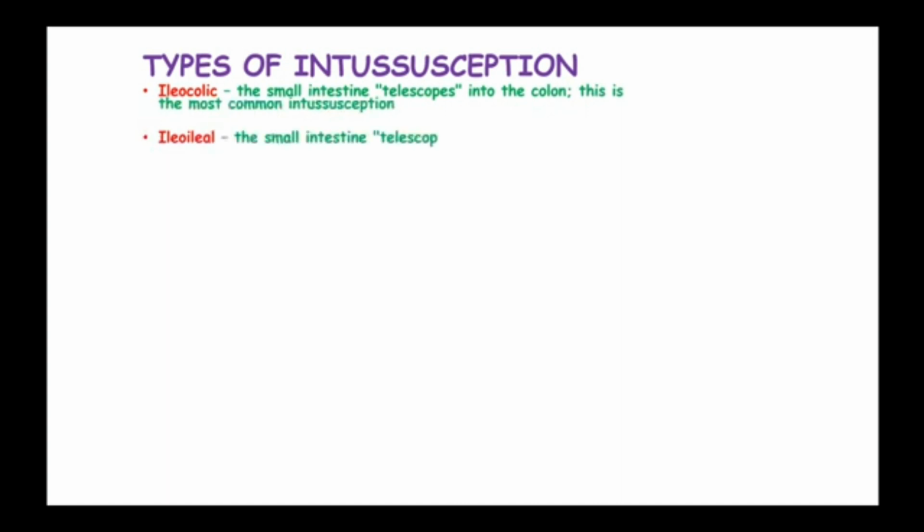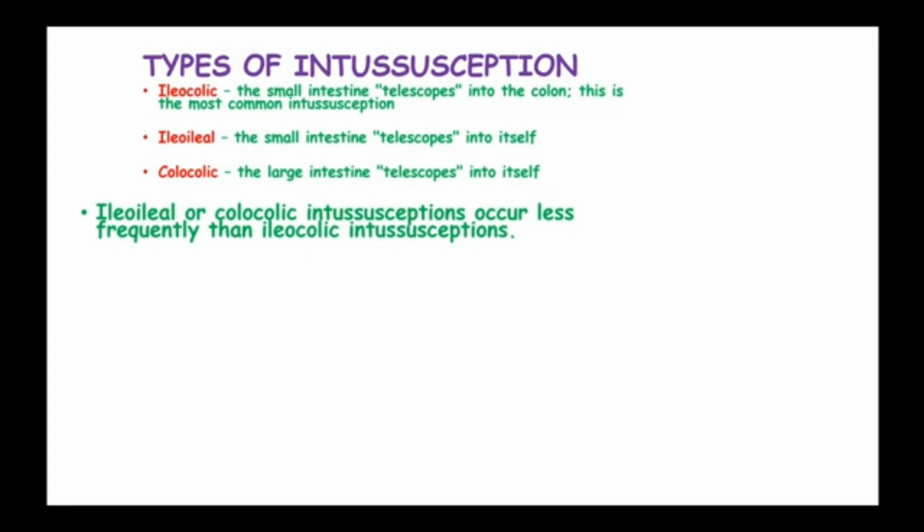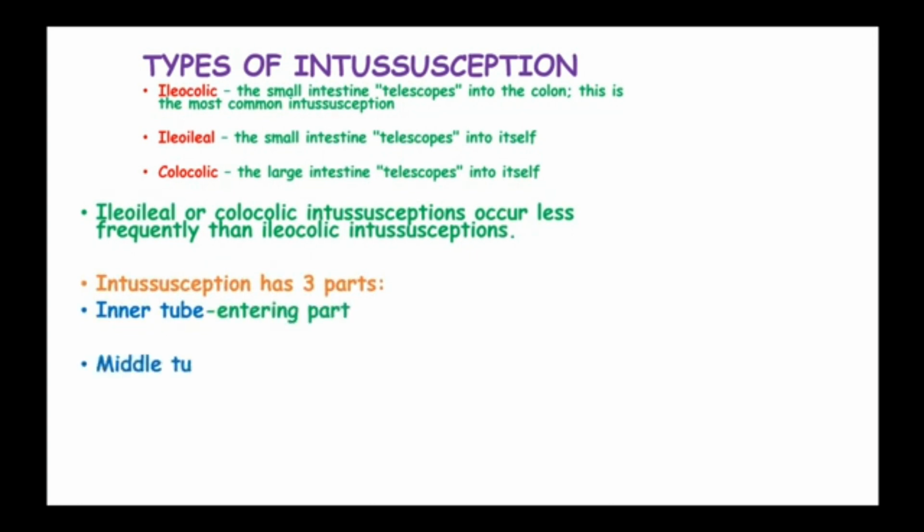Types of intussusception. Ileocolic: the small intestine telescopes into the colon. This is the most common intussusception. Ileoileal: the small intestine telescopes into itself. Colocolic: the large intestine telescopes into itself. Ileoileal or colocolic intussusception occur less frequently than ileocolic intussusceptions. Intussusception has three parts: inner tube, the entering part; middle tube, the returning part; and outer tube, the intussuscipiens.